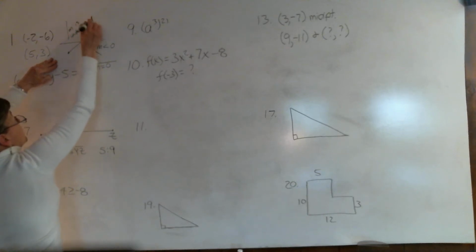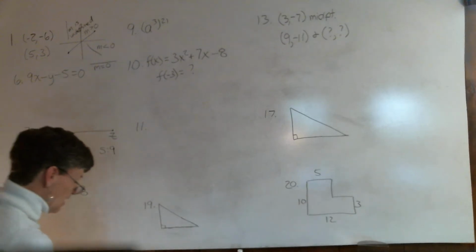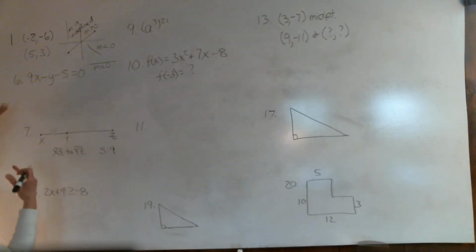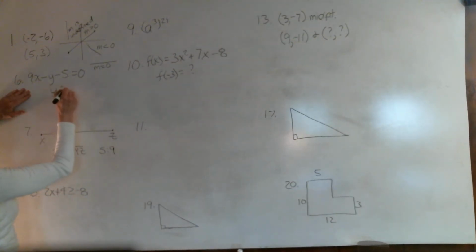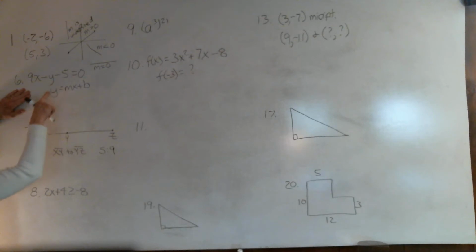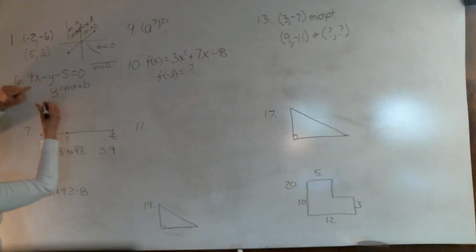All right, now, number 6. He gives you an equation, and he wants to know the slope-intercept form of this line equation. Well, the slope-intercept form of any line is y equals mx plus b. So all we have to do then is take this equation and solve it for y. We want y by itself on one side of the equal sign.